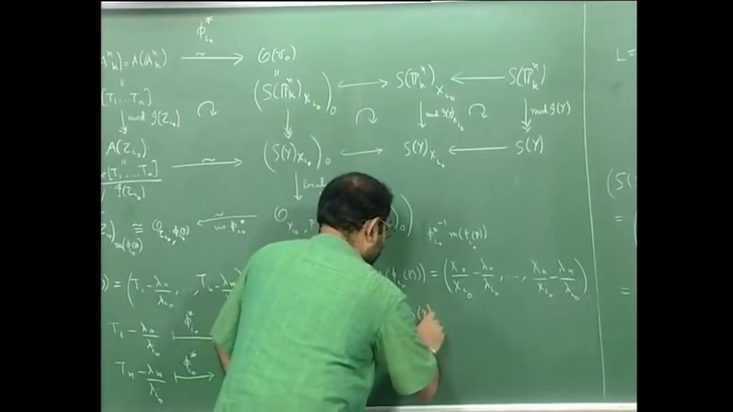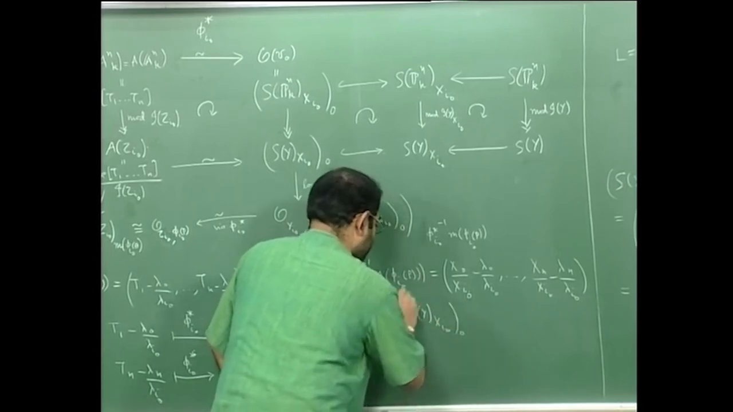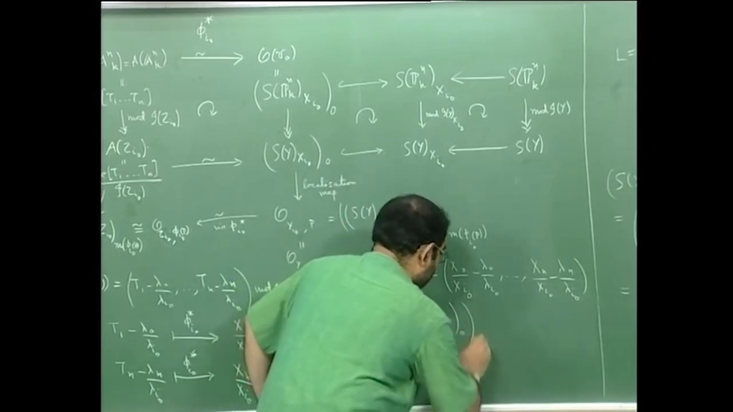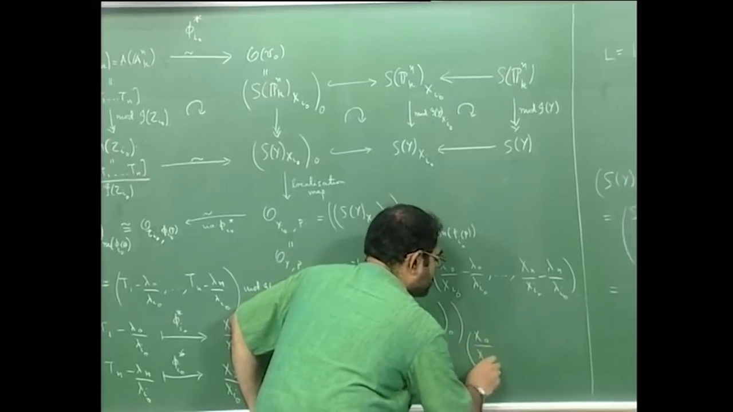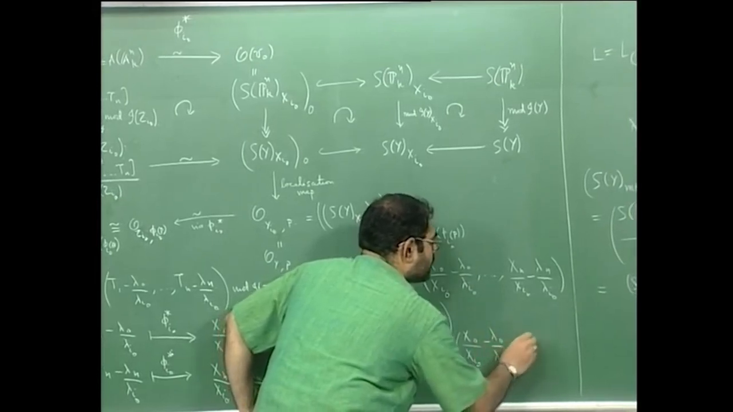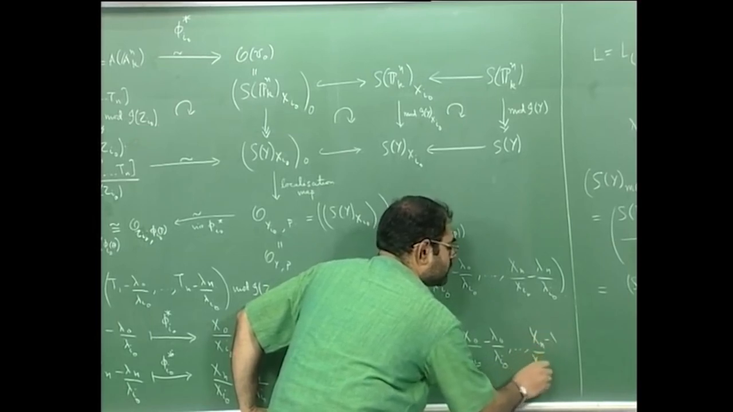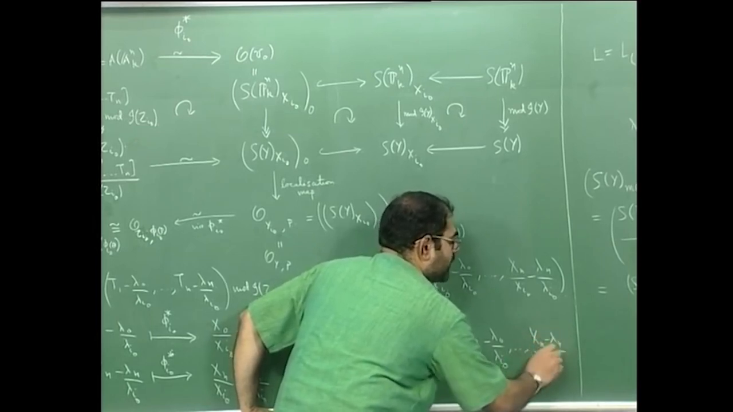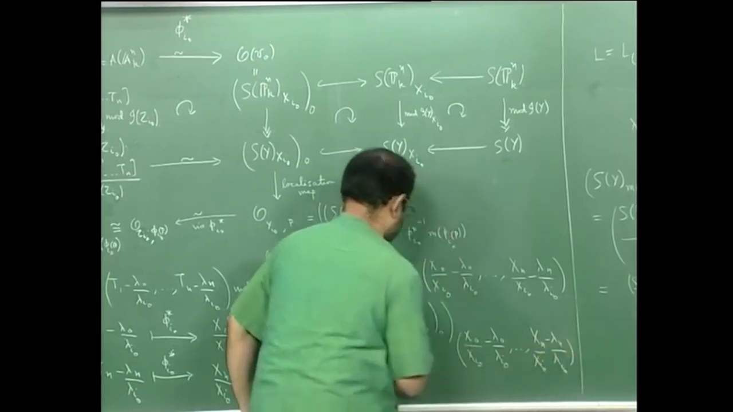Sy localized at x I naught, take this degree 0 part and further localize at this guy, x naught by x I naught minus lambda naught by lambda I naught and so on, xn by x I naught minus lambda n by lambda I naught. This is what it is.